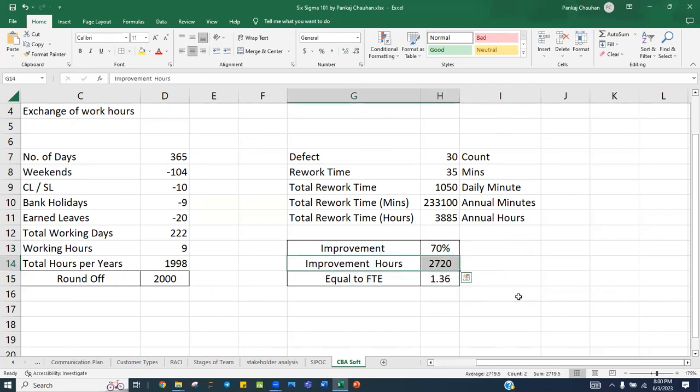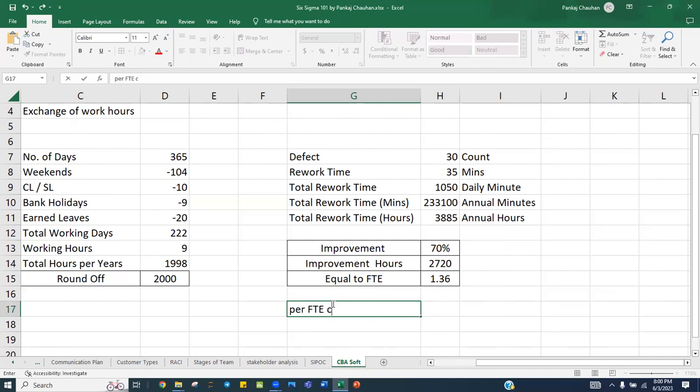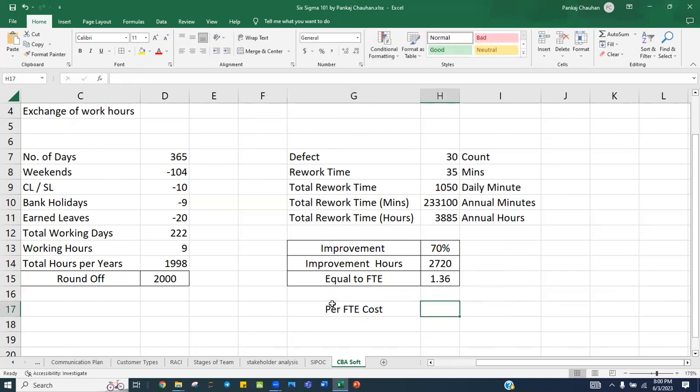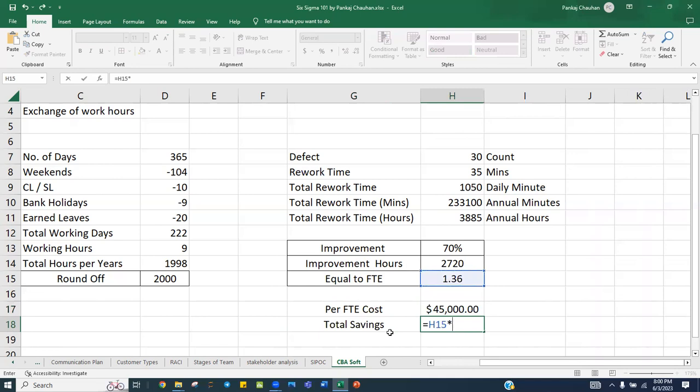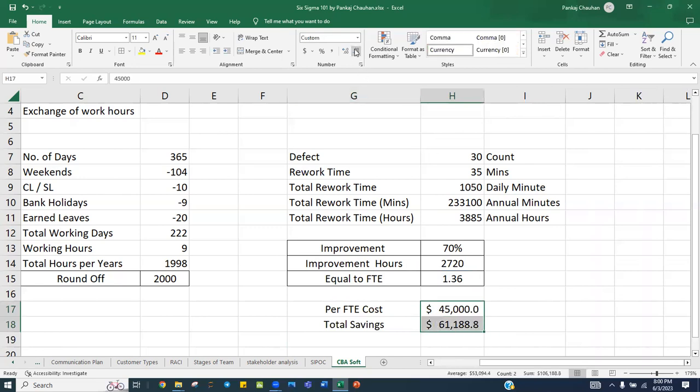So for these rework hours, you can do the dollar saving, let's say by your per hour rate. Some companies do it annual wise, as per FTE cost. Suppose per FTE cost, normally people consider around 45 or 50. Let's say I will consider $45,000 as the per FTE cost per year. So how many FTE you saved? Number of FTE you saved, 1.36, multiplied by per FTE cost. So approximately $61,188 equivalent you have saved.